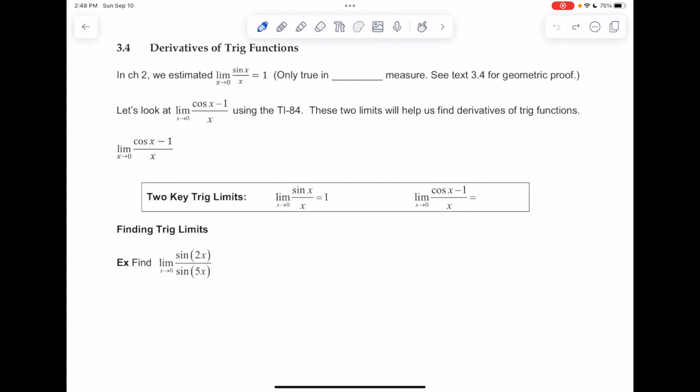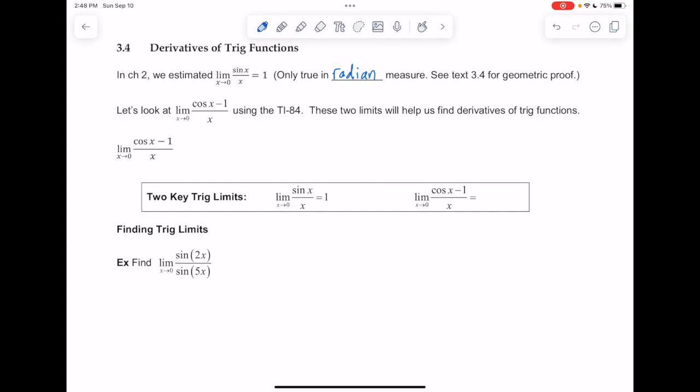trig functions. So in Chapter 2, we already played around with one of the limits we need, which is the limit as x approaches 0 of sine x over x. And through tables in the TI-84, we ended up estimating that that limit was 1. That is something that's only true in radian measure. If you try to do that in degree measure, you can play around with that on your calculator, you'll see you don't get a 1.